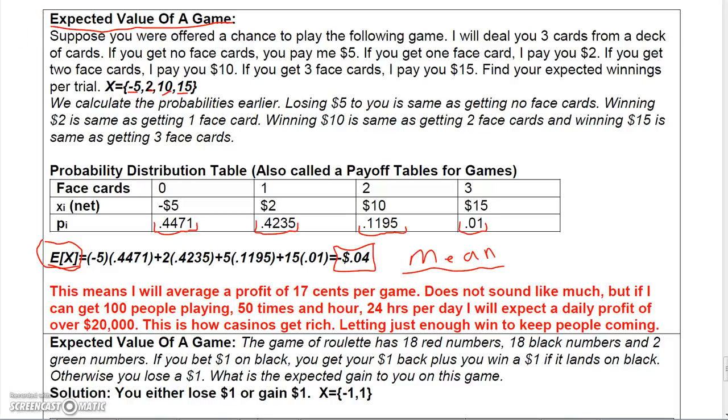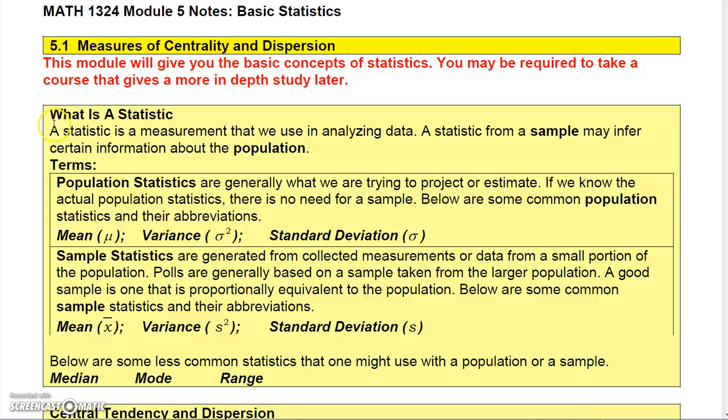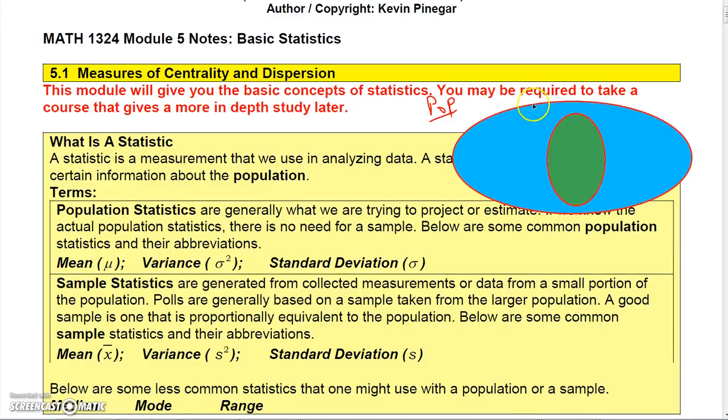So let's go ahead and start talking about some statistics about data distributions. So what is a statistic? A statistic is a measurement that we use in analyzing data. A statistic from a sample may infer certain information about a population. So take a look at this blue oval. This blue oval could represent a population.